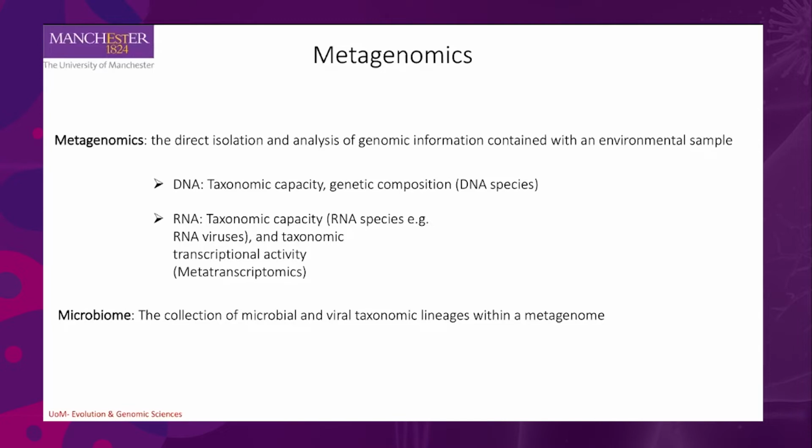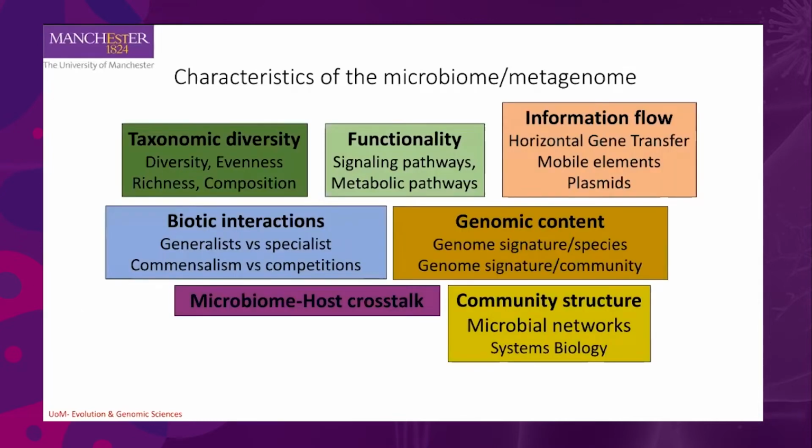So the term microbiome basically is a technical term, and the best way to specify it is a collection of microbial and viral taxonomic lineages within a metagenome, because essentially this is what we're identifying. We're identifying taxonomic lineages. So the information we're getting out of it, we are not sure if it corresponds to a certain microbe that is currently present in the sample, or even if it has a replication capacity. So based on the information we can draw from metagenomes, we can study different characteristics of the microbiome.